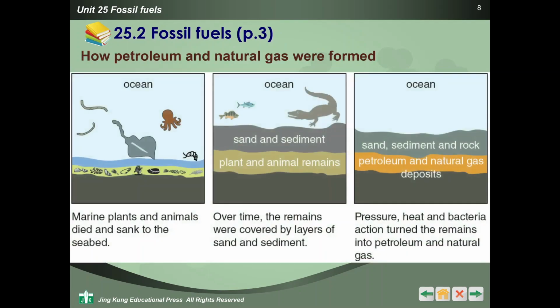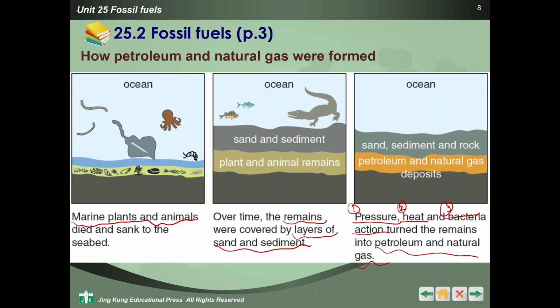Petroleum and natural gas form in a similar way. Instead of dead plants, you're now thinking about marine or sea organisms. They would sink to the seabed, and eventually, over time, the remains, like fossils, were covered by layers of sand and sediment. And again, the three factors, high pressure, lots of heat, and bacterial action, would turn the remains into petroleum and natural gas.